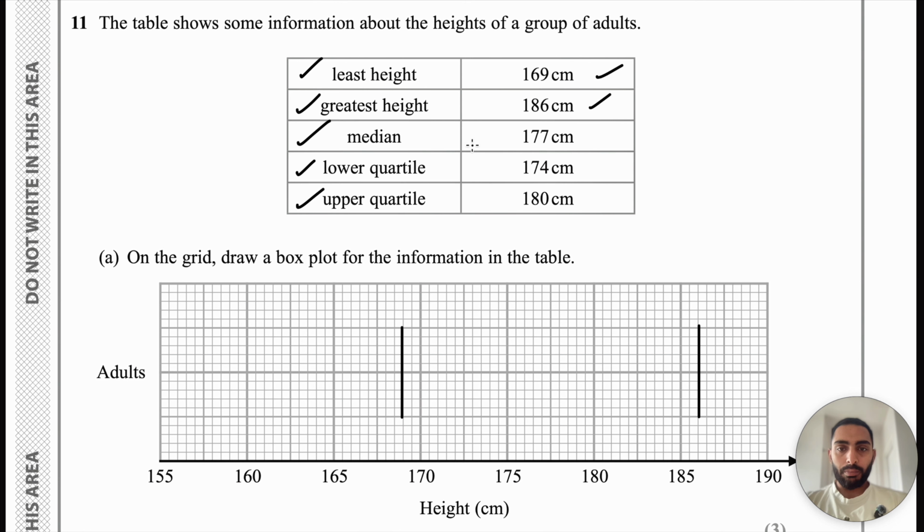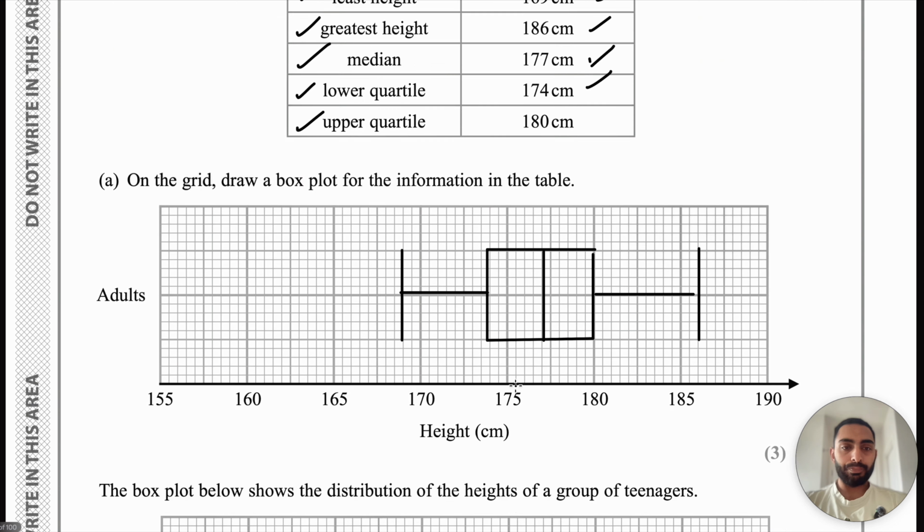That's that one. The median is at 177. So I'm going to go to 177.5. I'll go 1 back from there, draw a line there. That's that. 174 will be 2 back from 175. That's that one. 180 is nice and easy. And then all I need to do is I connect up the 3 in the middle, the median, the lower quartile, and the upper quartile, and then I just connect up the rest of them. Sometimes you refer to it as a box and whiskers plot. This is the box and this is a whiskers.